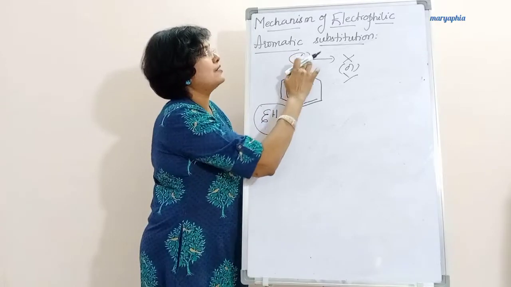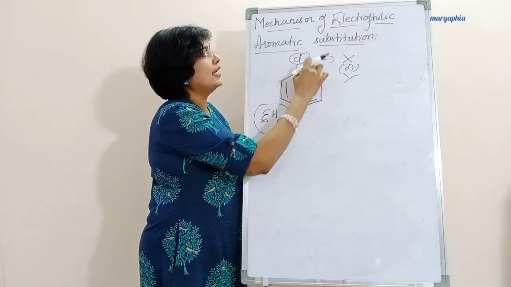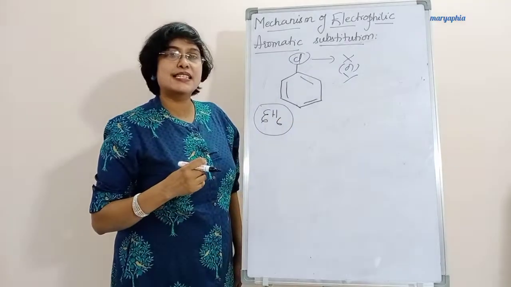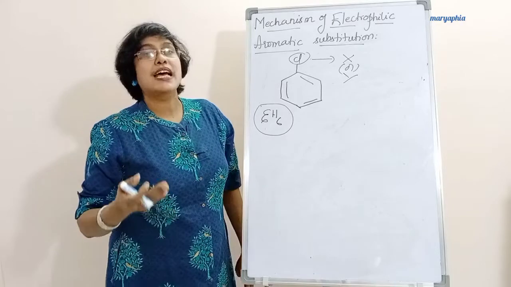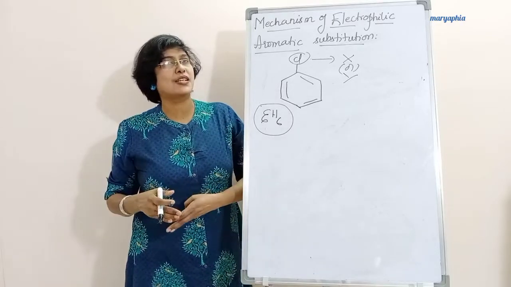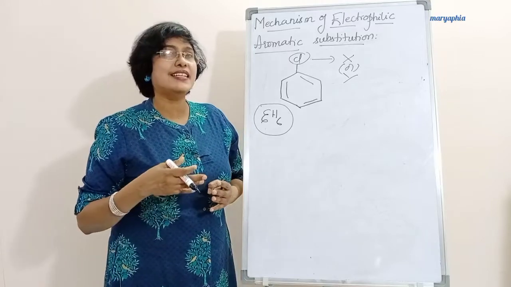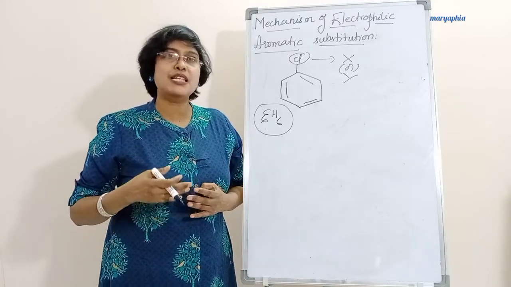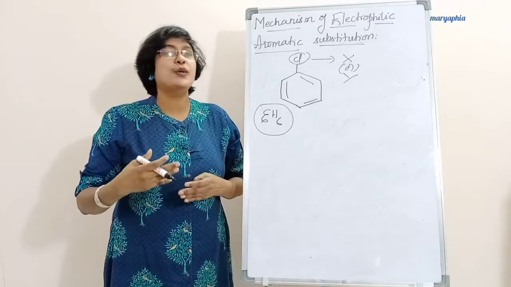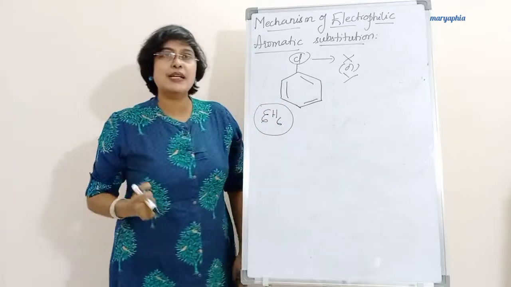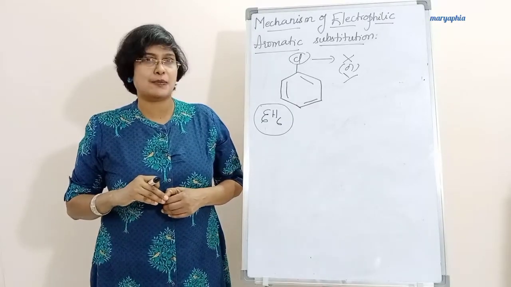For example, if Cl is here, it is chlorobenzene. If this chlorine, that means this Cl, is replaced by some NO3 or some CH3, then also we say that substitution has taken place. So aromatic substitution is nothing but the replacement of a hydrogen atom or any other group which is attached to the carbon atom of the benzene ring. We call it aromatic substitution.